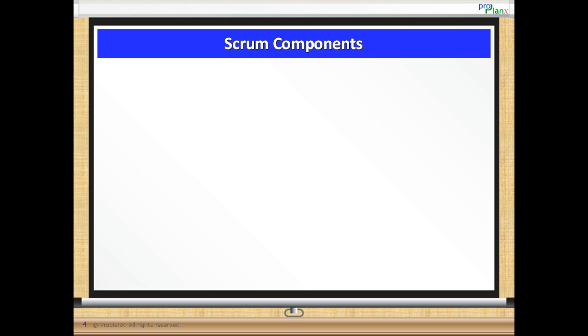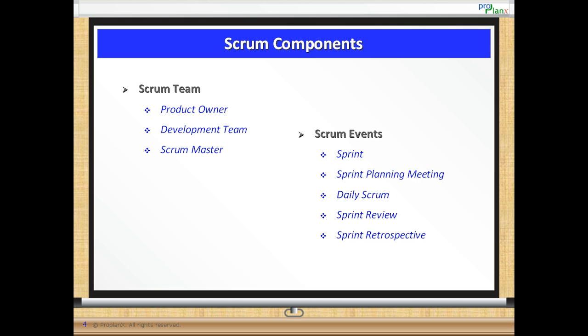Scrum components. Scrum can be explained through its components: the Scrum team, the Scrum events, and the Scrum artifacts. Now let us get into more details on each of these. The Scrum team consists of the product owner, the one who is in need of the product, the development team, which is responsible to create the product, and the Scrum master, who facilitates project work including the Scrum theory and its practices.